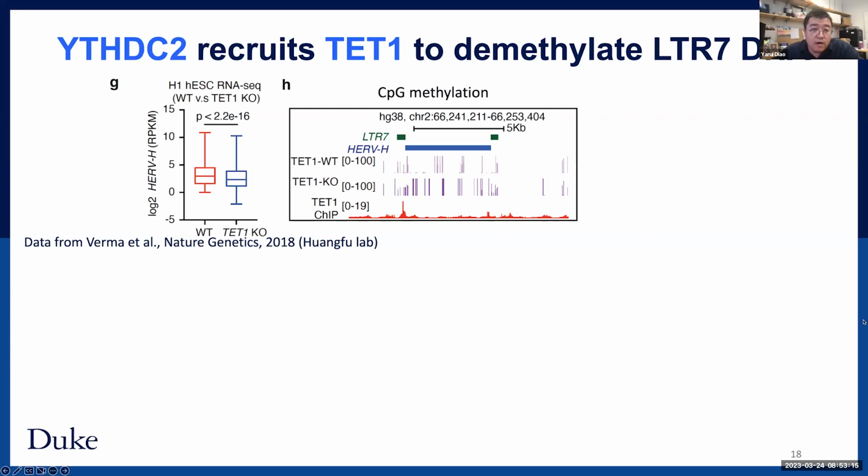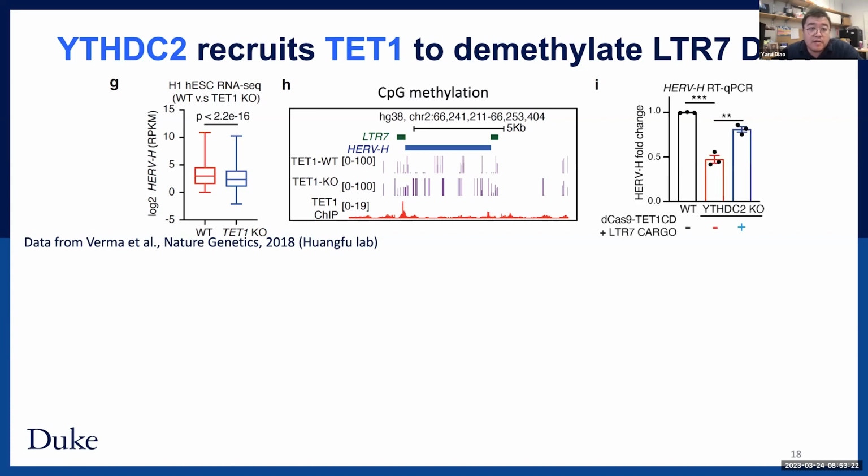Finally, to test the causal role of TET1 in regulating YTHDC2-mediated LTR7 silencing, Tongyu did another very beautiful experiment. He fused the dead Cas9 with the catalytic domain of TET1 and used the CARGO construct to retarget the TET1 catalytic domain to the LTR7 sequences in the YTHDC2 knockout cells. And he found that the retargeting of the TET1 catalytic domain can rescue the expression of HERVH RNA.